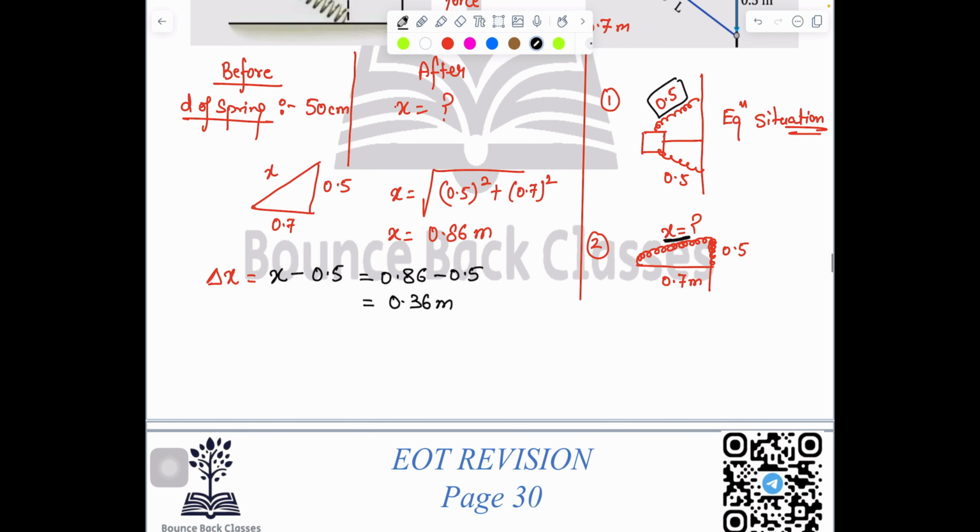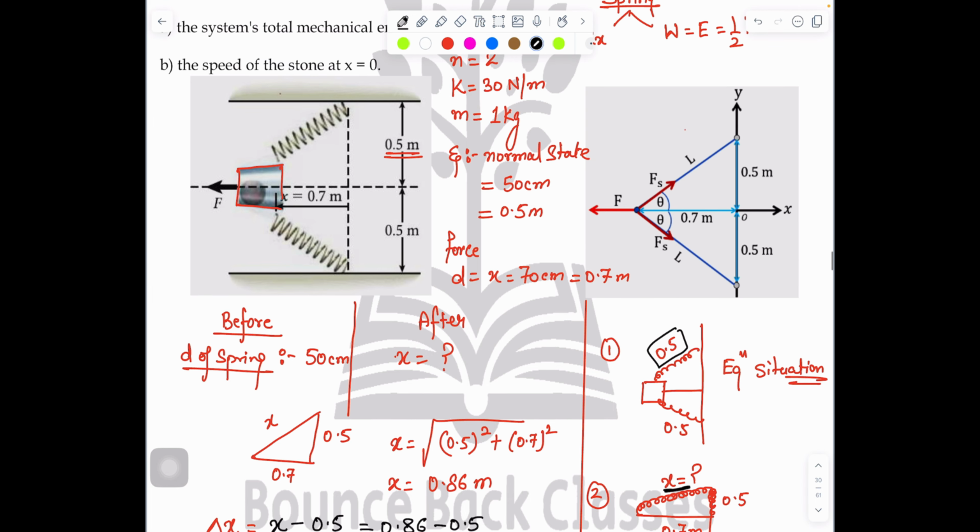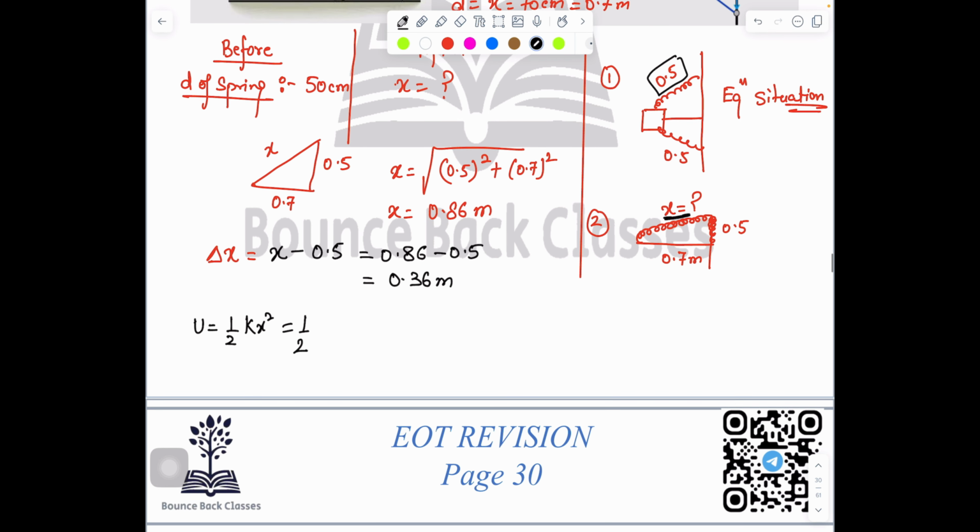Okay, so now solve it. Easy thing. We need to find U equals half kx squared. Half, what is the value of k? k is 30. Multiply 30 by 0.36 squared. Solve this. So what is the value? 1.94 joule. But is this the right answer?